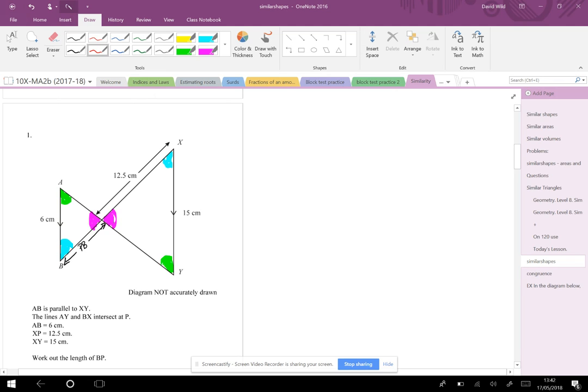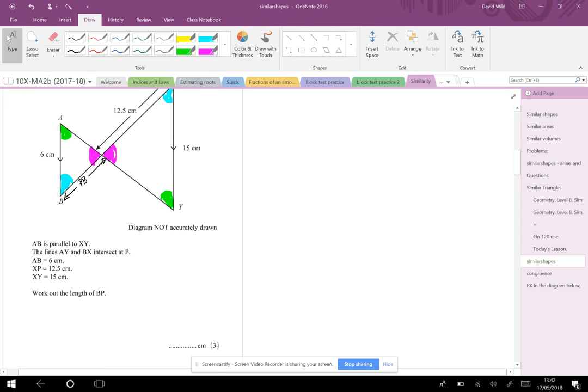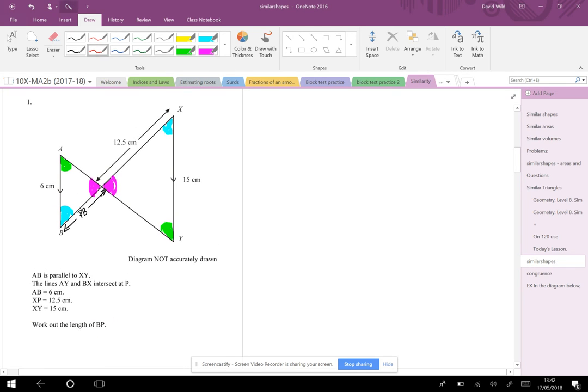So these two angles here, these are vertically opposite, so they're equal. So I've color coded them accordingly. These two angles here are equal. They're alternate angles, and so are these alternate angles here. They're equal. Okay, and what we're trying to do is to work out the length of PB, and PB is this length here.